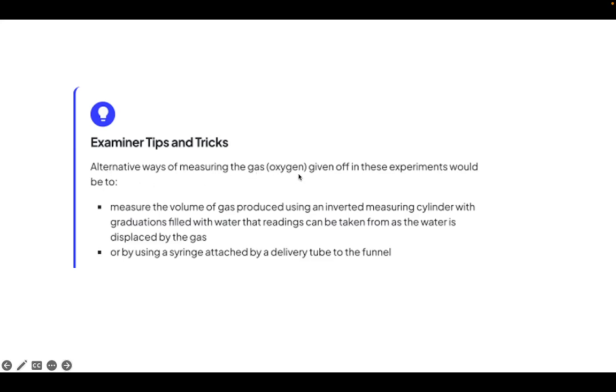Now, alternative ways of measuring gas. We saw the best way, even in our video. We can measure the volume produced by an inverted measuring cylinder with graduated markings, with water reading, which is what we used, but we can also use a syringe. The syringe can also show us the volume of oxygen which is produced.